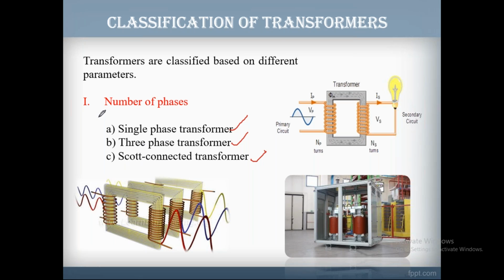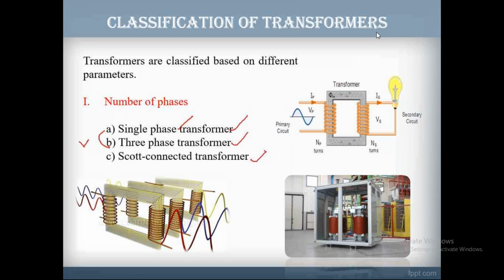Out of the three, we use two transformers in real-time applications, such as home appliances and industries. The Scott connected transformer is only permitted in laboratories, because we are not able to use this type of transformer in real-time applications. Now, when compared to single phase and three phase, it has different characteristics.